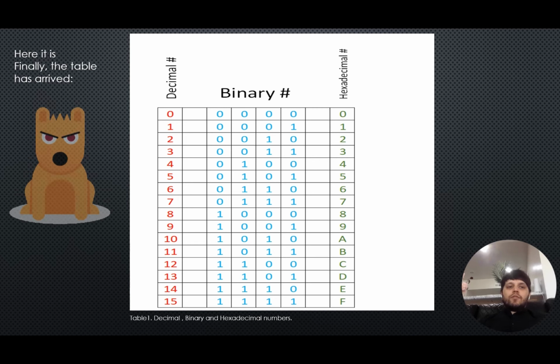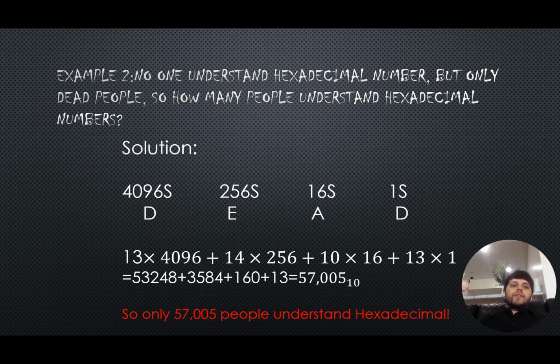Okay, moving on to the example. Example number 2. It says no one understands hexadecimal numbers, but only the dead people. That's suspicious. Okay, so how many people understand hexadecimal numbers? Or how many dead people are there? Okay. So as we said, we just have to find the word.